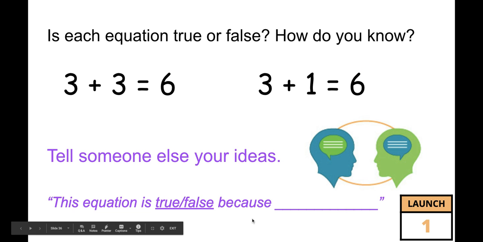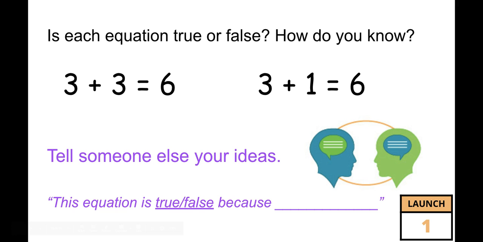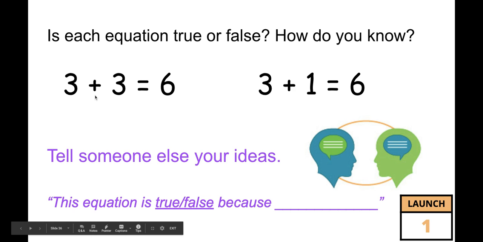In today's lesson, we're going to be talking about true and false equations. This question says, is each equation true or false? How do you know? We have 3 plus 3 equals 6 and 3 plus 1 equals 6. Tell someone else what you're thinking right now. You can start by saying, this equation is true or false because blank. And let's talk about the one on the left first and then the one on the right.